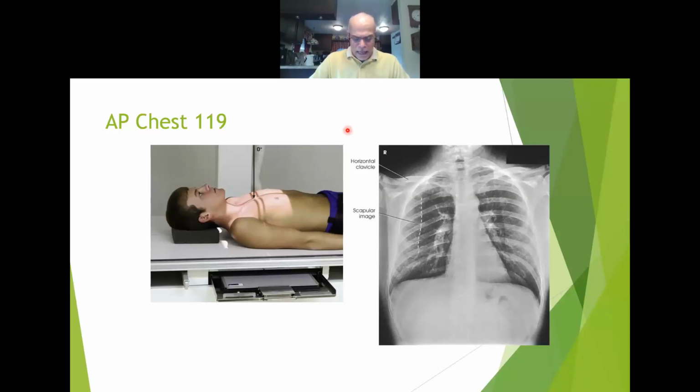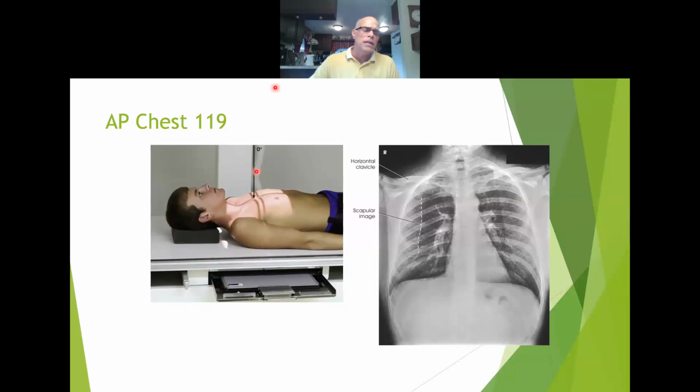Everything's going to stay the same with your CR plate. You can do 14 by 17 lengthwise or crosswise. Your SID, try to get your SID if you can. Obviously, when they're on a radiographic table, it's hard to get your 72 inches if even possible. So that's going to be a problem.